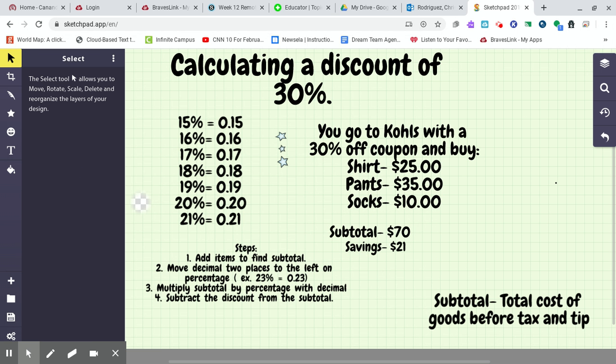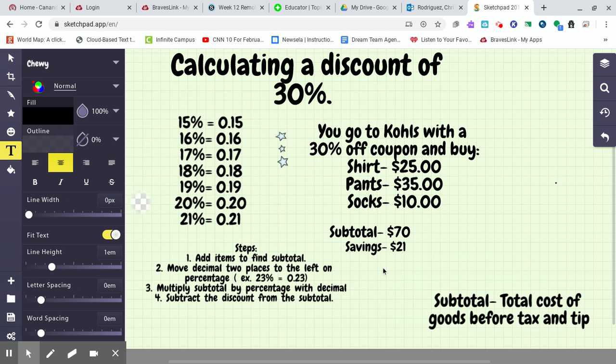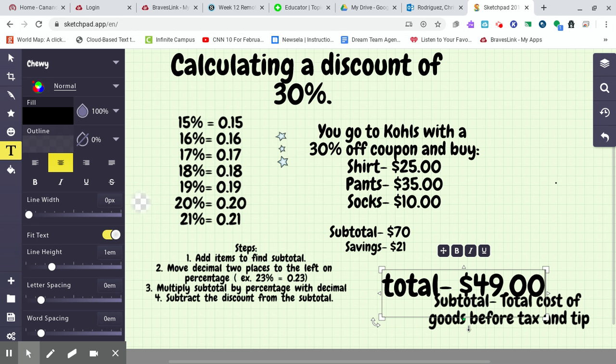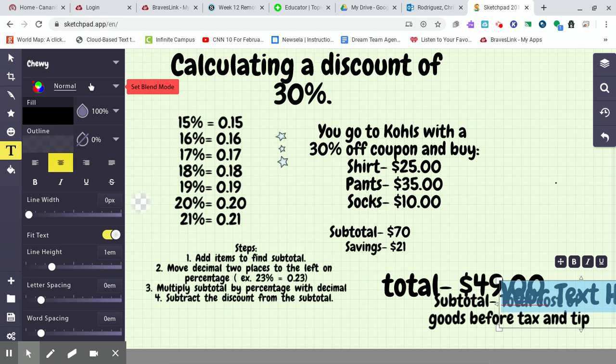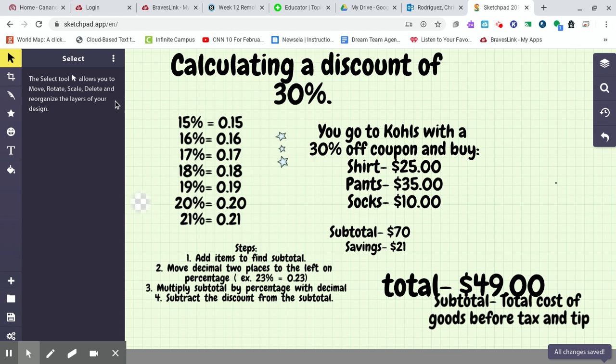$49. So my total is $49. So that's it. That's the whole kit and caboodle, guys.